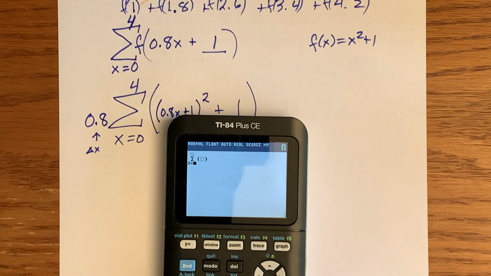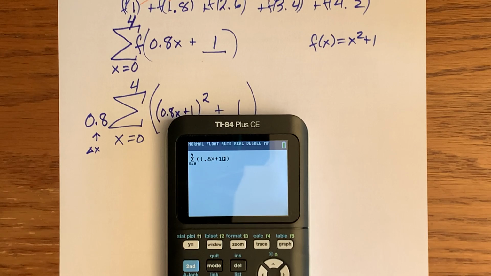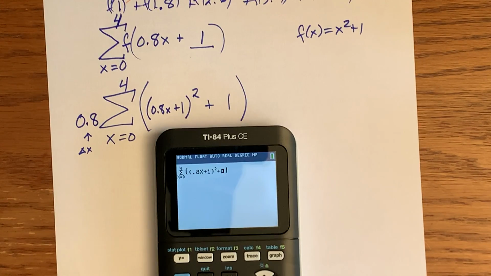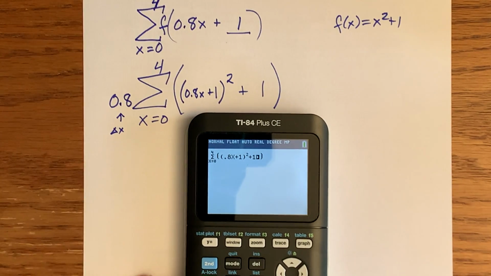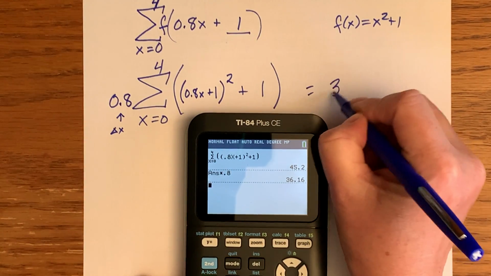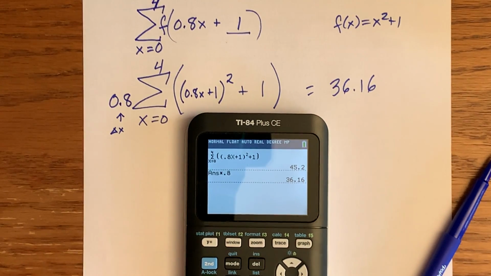I'm going to go x equals 0 to 4, and I'm going to open another parenthesis, 0.8x plus 1, close it, square it, plus 1. Now, I have not typed the 0.8 here, so when I get this answer, that's not the final answer. Times 0.8, and I get an approximate area of 36.16. Practice that. See how it goes.